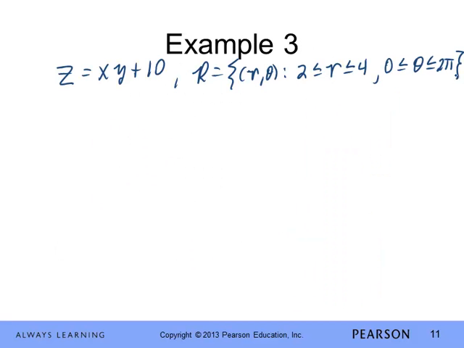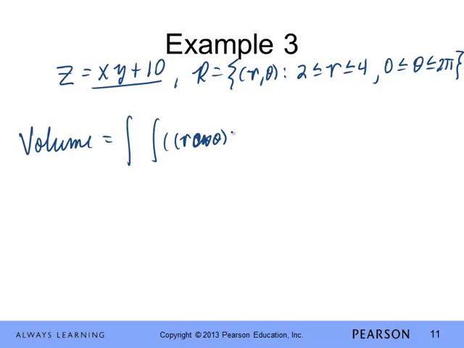So that volume is just going to be the integral of this function, but remember x is equal to r cosine theta, and y is r sine theta, and then plus 10. So that is the function that we're integrating times r dr d theta. Remember, r goes from 2 to 4, and theta goes from 0 to 2 pi.